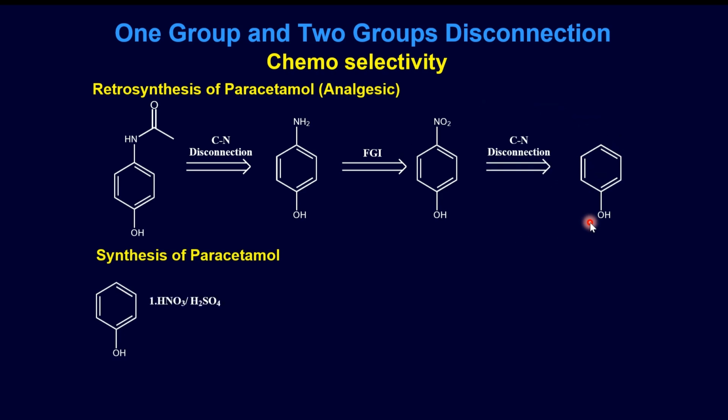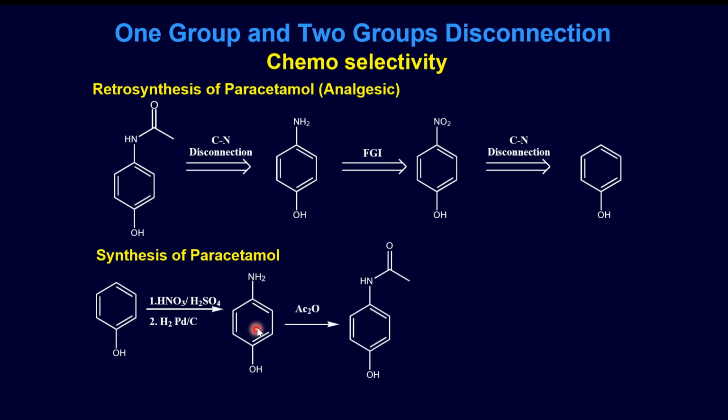I'll take phenol and treat with concentrated nitric acid and sulfuric acid mixture. OH, as it is ortho-para directing, and para will be the major product, and I'll get the corresponding para-nitrophenol, which upon reduction with hydrogen and palladium I'll get the corresponding para-aminophenol. Now the amino group is reactive, OH group is also reactive. I have to carry out acylation and I should get only para-acetaminophenol. The amino group should get acylated.